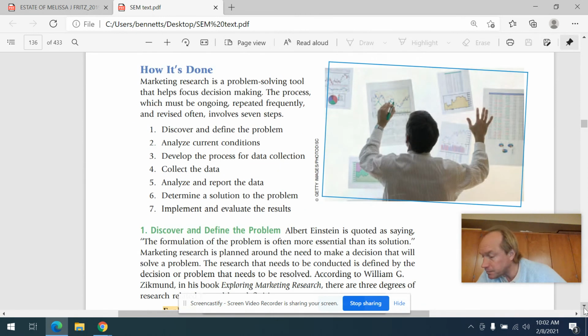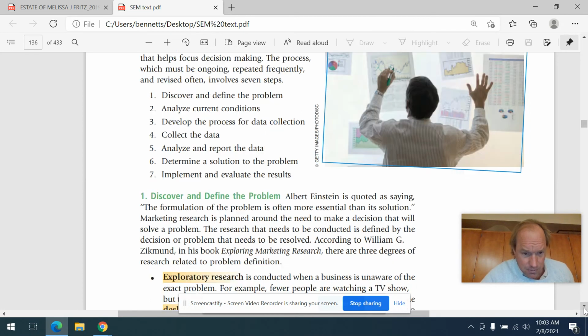How it's done. Marketing research is a problem-solving tool that helps focus decision making. The process, which must be ongoing, repeated frequently, and revised often, involves 7 steps. Number 1, discover and define the problem. Number 2, analyze current conditions. Number 3, develop the process for data collection. Number 4, collect the data. Number 5, analyze and report the data. Number 6, determine a solution to the problem. And number 7, implement and evaluate the results.